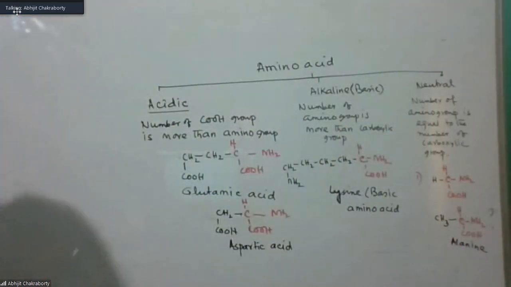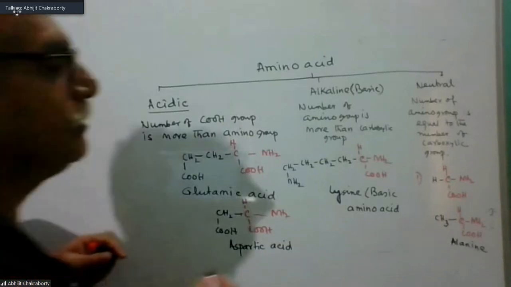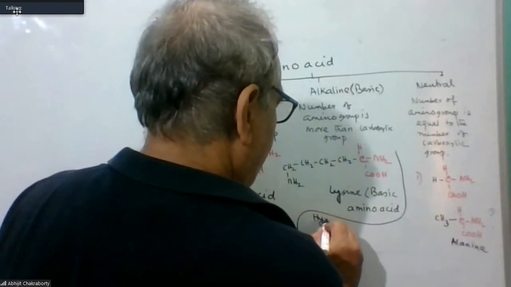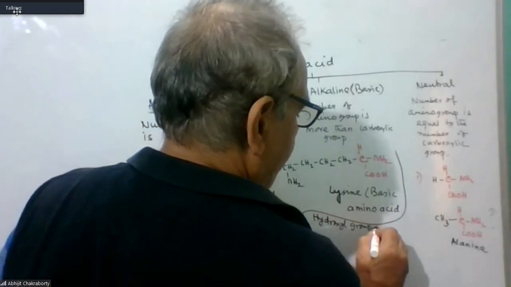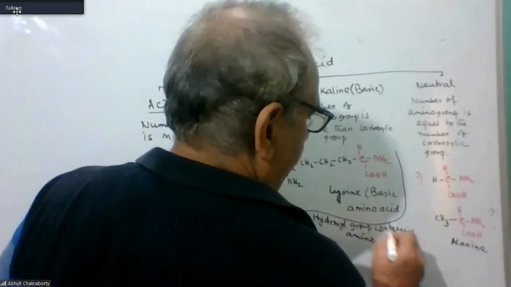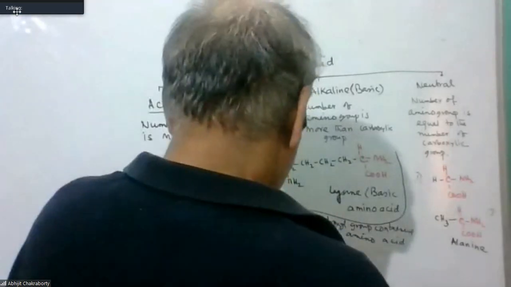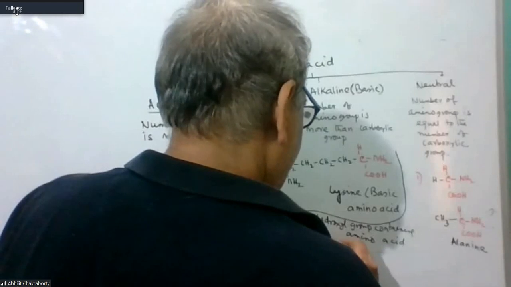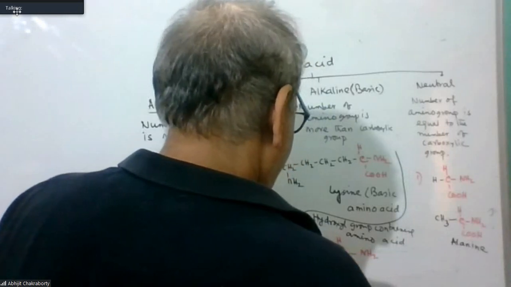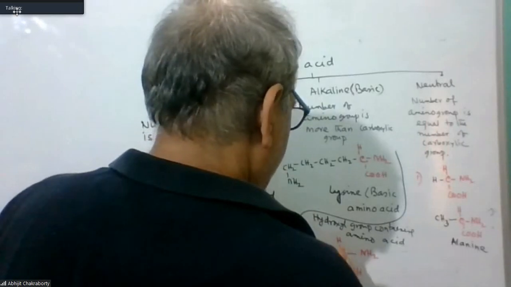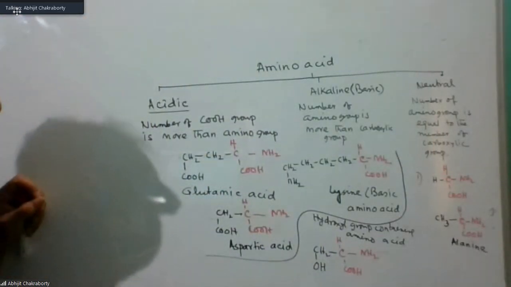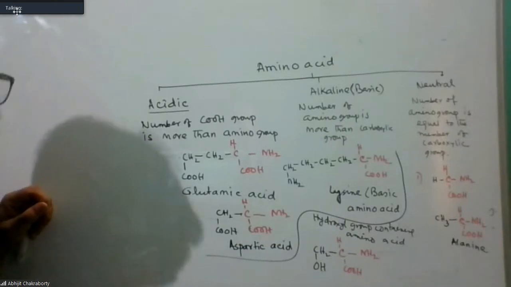এটাও নিউট্রাল অ্যামাইনো অ্যাসিড। আর ধরো হাইড্রোক্সিল গ্রুপ কন্টেনিং অ্যামাইনো অ্যাসিড, called hydroxyl group containing amino acid. It's called serine.